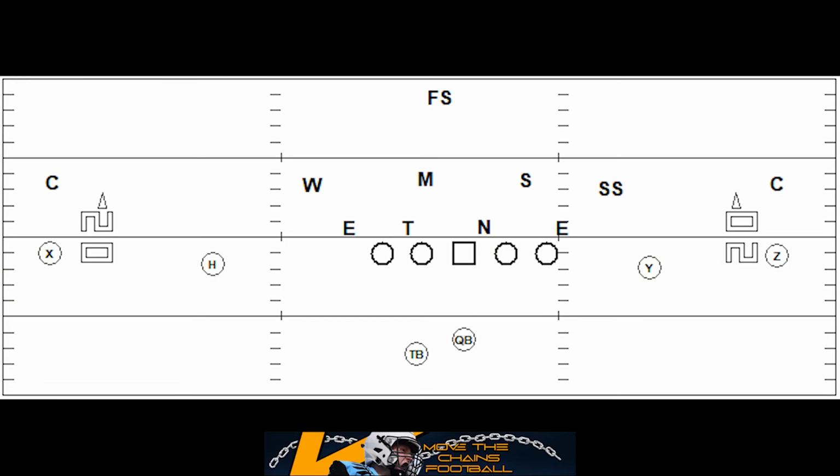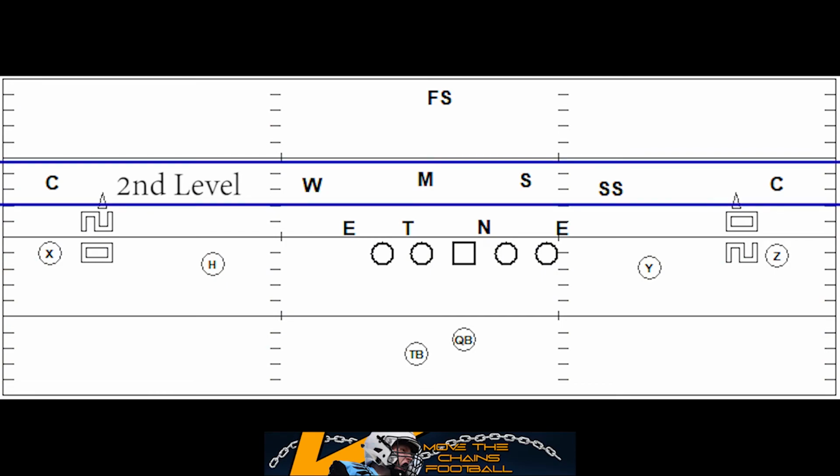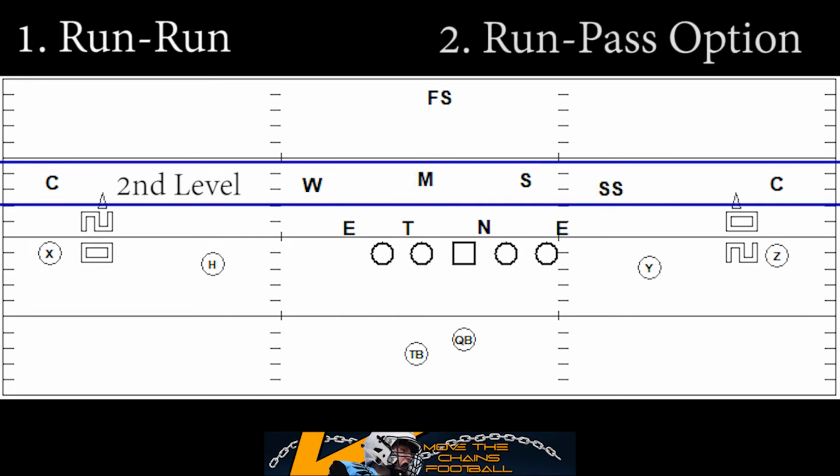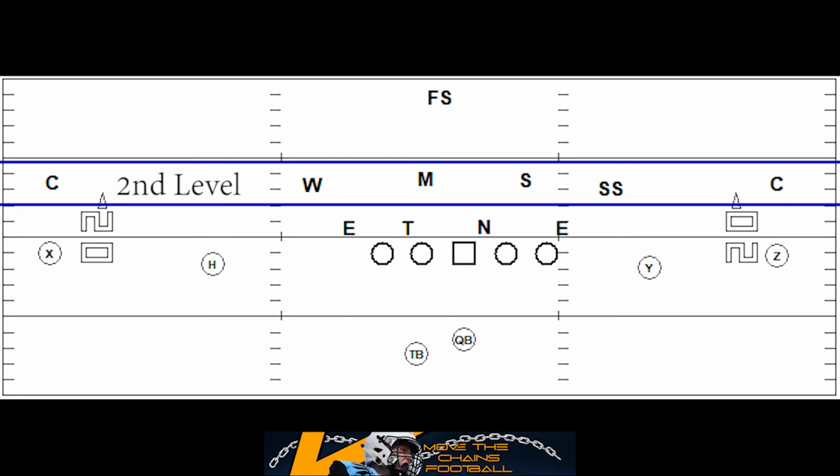Second level reads are reads that are performed on defenders who are at the second level of the defense. Second level reads involve reading a linebacker, a safety who's playing down in the box, or a cornerback. The read can be either a run option or a run-pass option, otherwise known as an RPO. Most second level reads are RPOs.